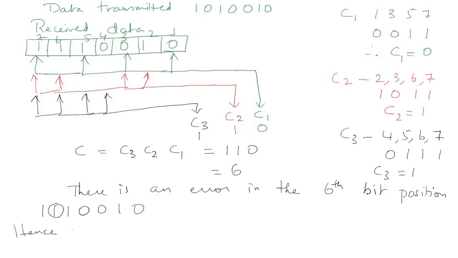Hence, correct the 6th bit position and the corrected code is equal to 1. Make the 1 as 0. Here we have a value of 1. Make it 0, 1, 0, 0, 1 and 0. So this is the data which we got after correction. So this is how we compute the error correcting.